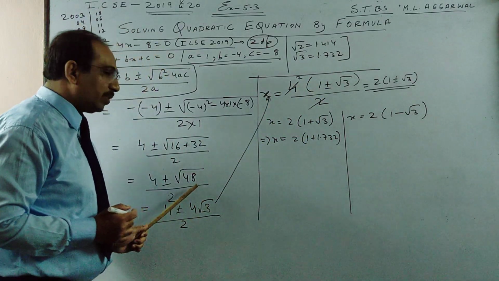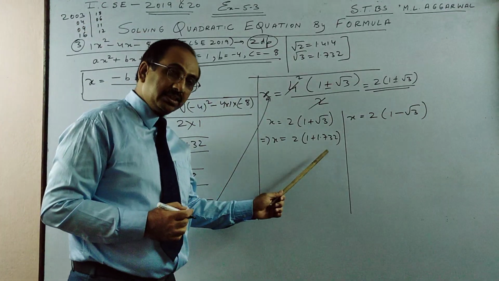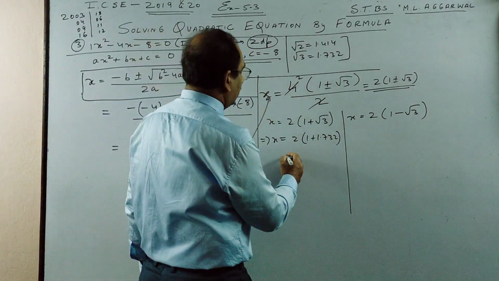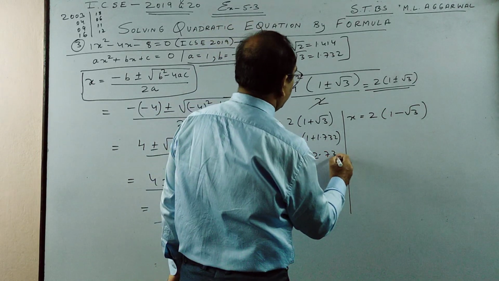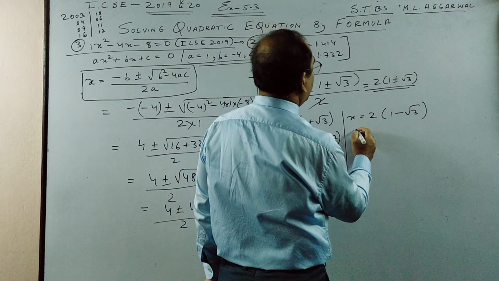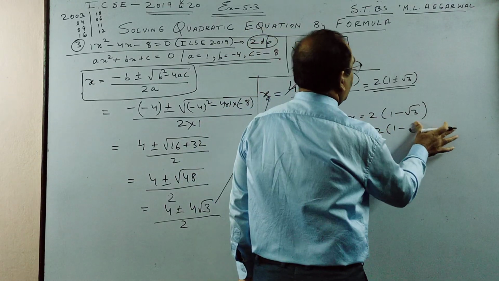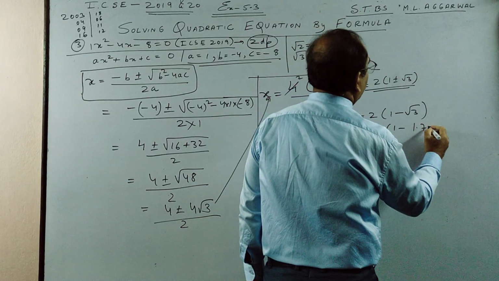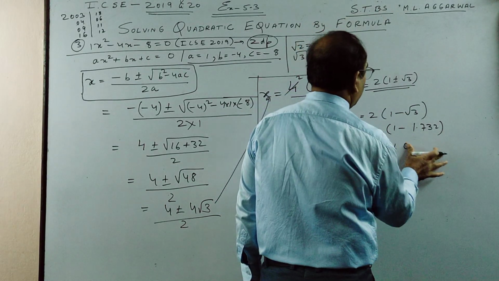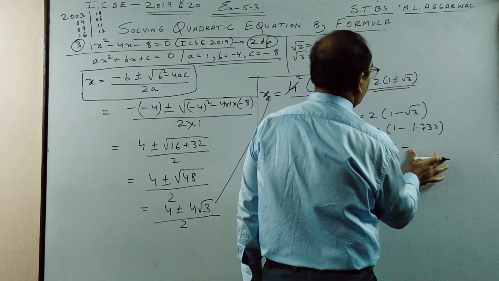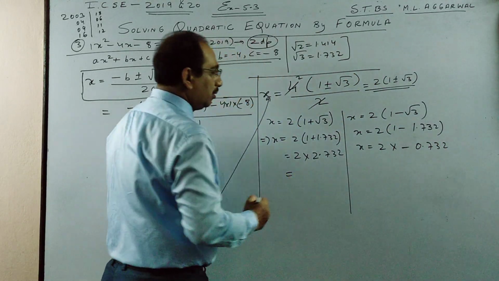So I have not found square root of 48 because I know square root of 3. So this is easier than finding square root of 48. So this is 2 into 2.732. And here if you go, x is 2 times 1 minus 1.732, you get 2 into minus 0.732, because this will give you minus. Now let us multiply.